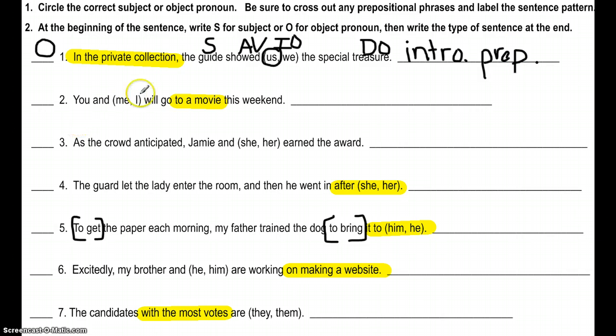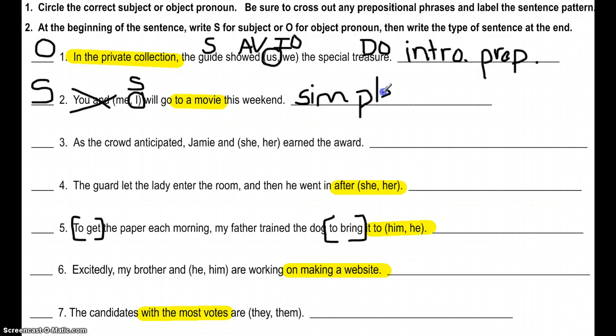"You and me, or you and I, will go to a movie this weekend." My strategy here: we've got two people. I always say get rid of that first person, and would you say "me will go to a movie" or "I will go to a movie"? "I" is the subject of the sentence, so I have to use a subject pronoun. Now I can see there's no introductory phrase here.